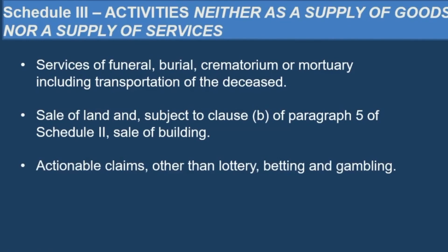Actionable claims, other than lottery, betting and gambling. So only lottery, betting and gambling is taxable. Actionable claims other than these three are not treated as supply. It means, if there is a seller of lottery, if somebody is doing betting activity, gambling business, then all those activities are covered under GST as a supply of service. But other actionable claims, other than these three, are not treated as supply of service.